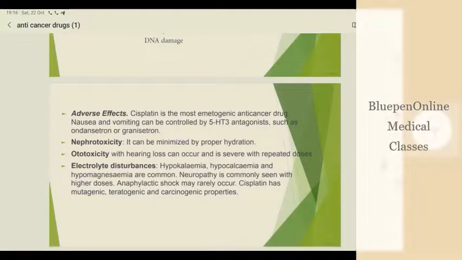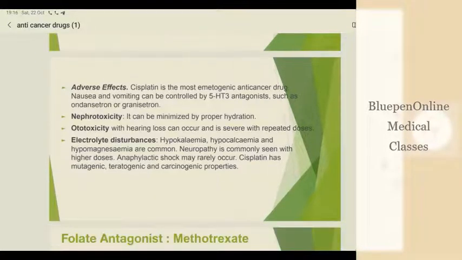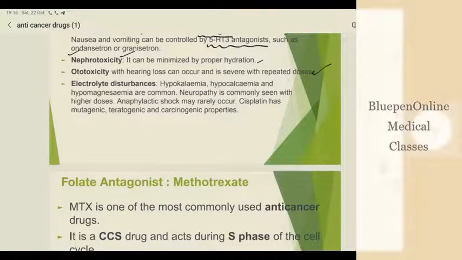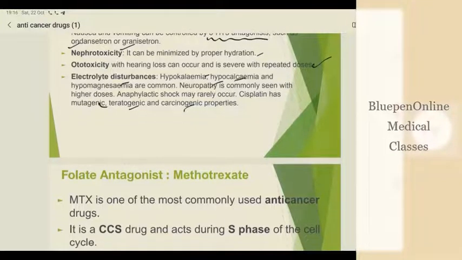Then adverse effects: cisplatin is the most emetogenic anti-cancer drug. Nausea and vomiting can be controlled by serotonin antagonists like ondansetron and granisetron. Then nephrotoxicity, which can be minimized by proper hydration. Then ototoxicity with hearing loss with repeated doses. Then electrolyte disturbances, hypokalemia, hypocalcemia, hypomagnesemia. Neuropathy is common in higher doses. It has mutagenic, teratogenic and carcinogenic properties.